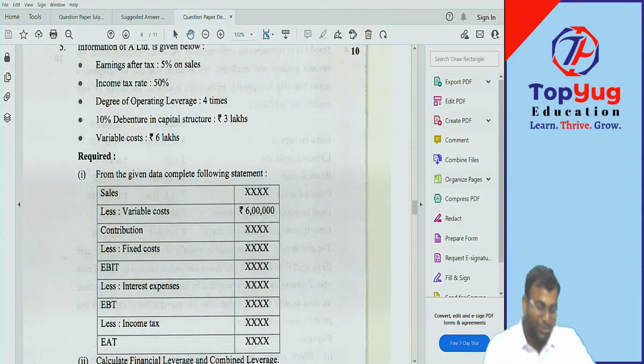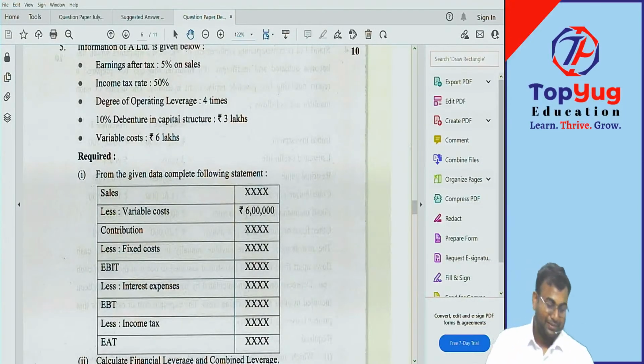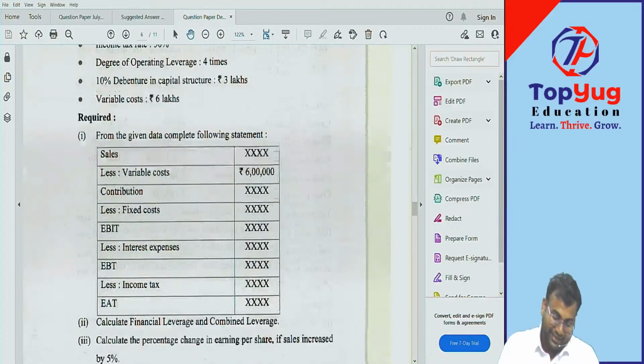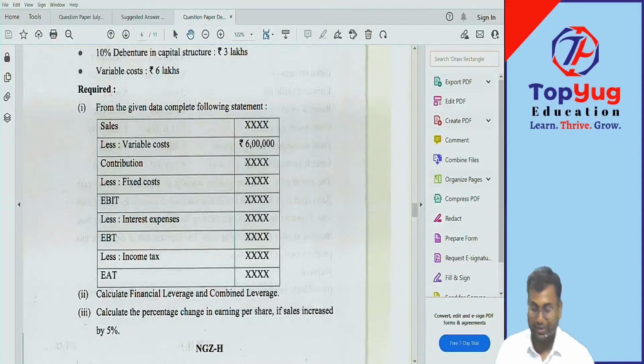Can you tell me how do we solve this problem? This is entirely reverse, not straightforward. Tell me from where we should start. The starting point is the most important point. First we have to see the first item first. They say EAT. Can I write here? No, I cannot write here.